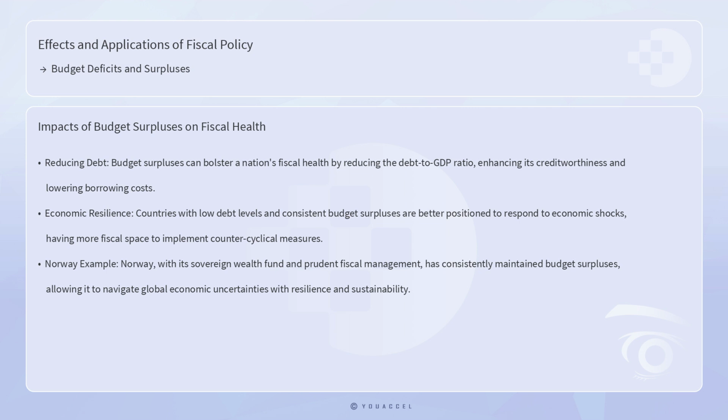Conversely, budget surpluses can bolster a nation's fiscal health by reducing the debt-to-GDP ratio, thereby enhancing its creditworthiness and lowering borrowing costs. Countries with low debt levels and consistent budget surpluses are better positioned to respond to economic shocks, as they have more fiscal space to implement counter-cyclical measures without jeopardizing financial stability. For example, Norway, with its sovereign wealth fund and prudent fiscal management, has consistently maintained budget surpluses, allowing it to navigate global economic uncertainties with resilience and sustainability.